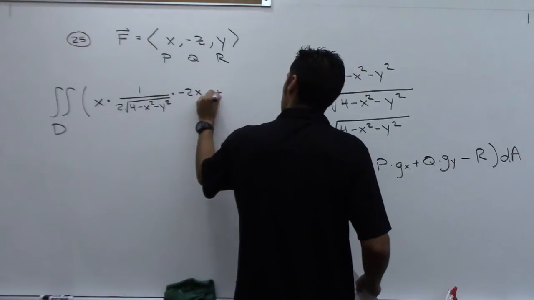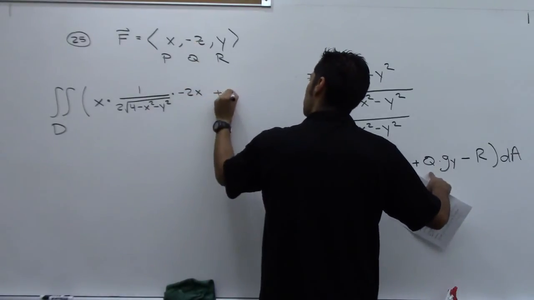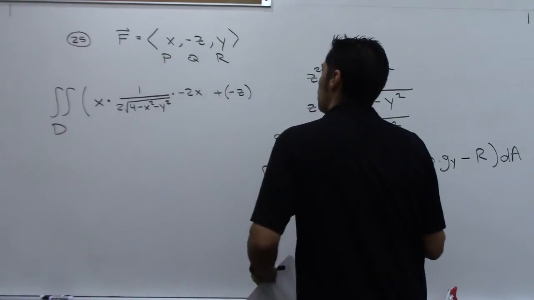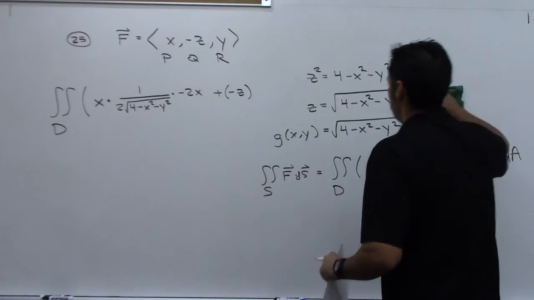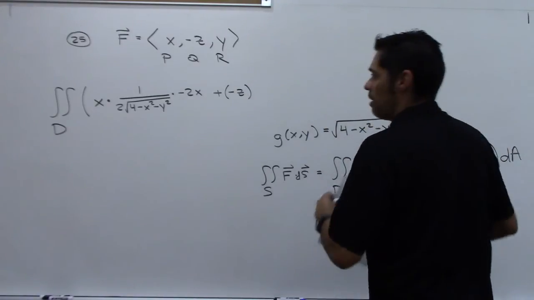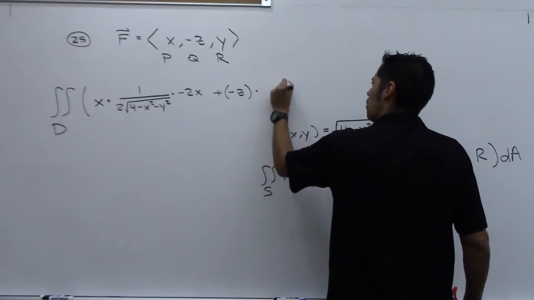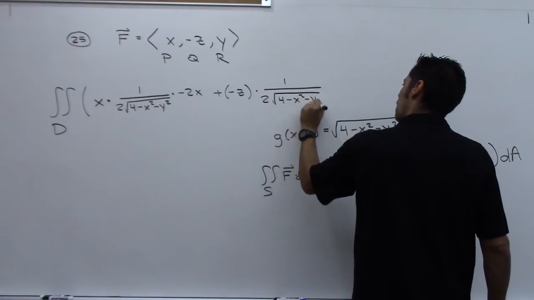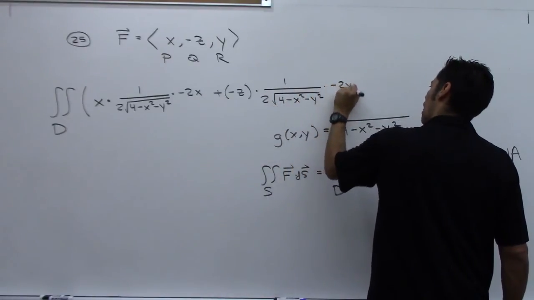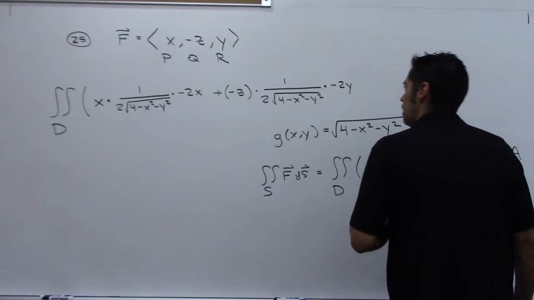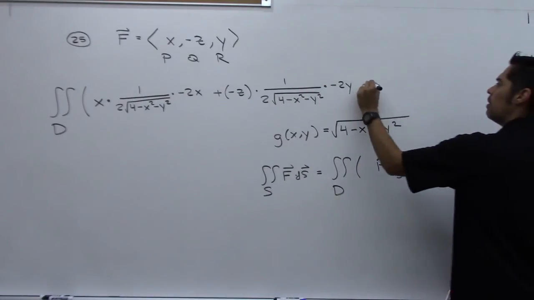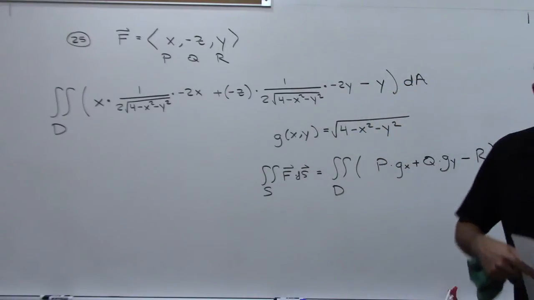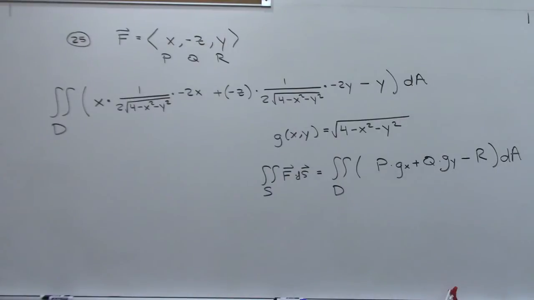Plus Q is negative z, times partial G with respect to y, which would be very similar to what we just got over here. It'll be times 1 over 2 square root of 4 minus x squared minus y squared, but this time times negative 2y. And then we have minus R, which is y, dA. Now that doesn't look very pretty.